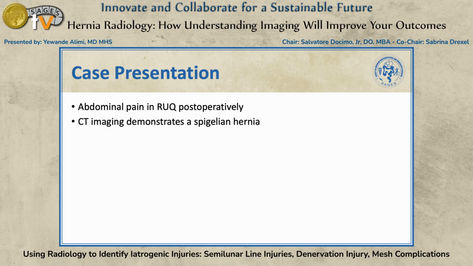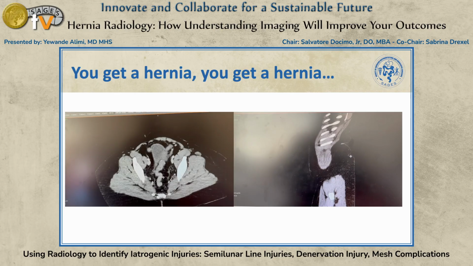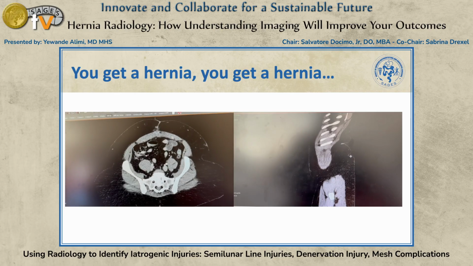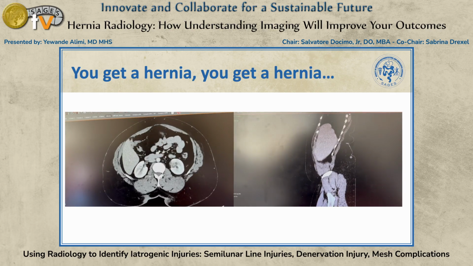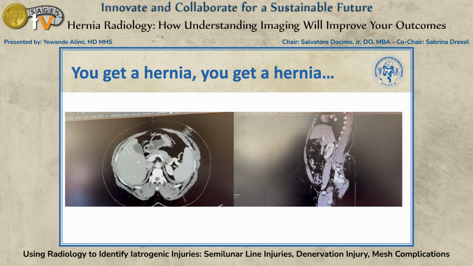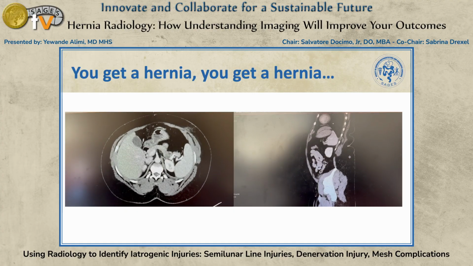She presented with abdominal pain in the left upper quadrant postoperatively, and her CT imaging demonstrated that she'd actually developed a Spigelian hernia at the site of that 8-millimeter port in the left lower quadrant, which was actually not where the patient is symptomatic, and the patient at this point is not going back to the operating room for repair.